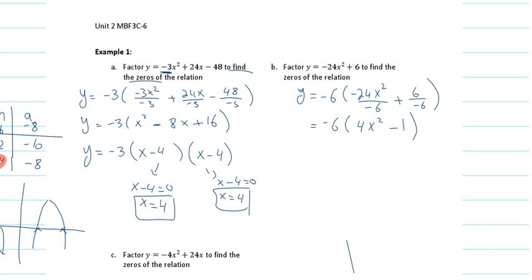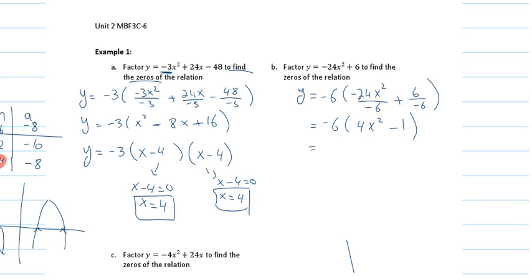Then I'm going to ask myself, is it a binomial or a trinomial? Binomial. Is it a difference of squares? Do I have two squared terms? Yes, I do. 4 is a squared number. X squared is a squared number. 1 is a squared number. If you don't believe me, look at your green sheet on the back, right? Is there a minus between them? Yes, there is. So it is a difference of squares.